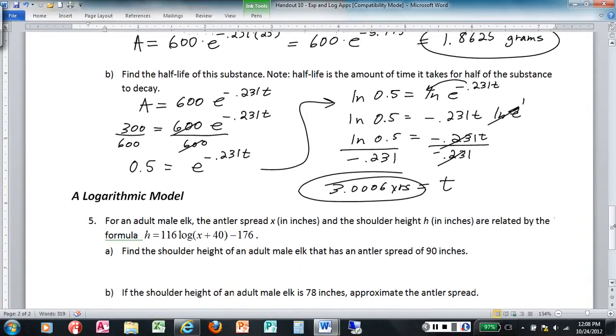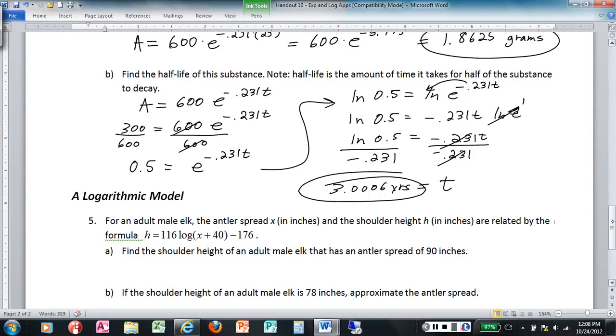Turns out that an adult male elk, in a certain region anyway, has a relation. We can figure the relationship between the antler spread, x, and the shoulder height, h, by this formula: h equals 1/16 the log of (x plus 40) minus 176. Those two are related that way.